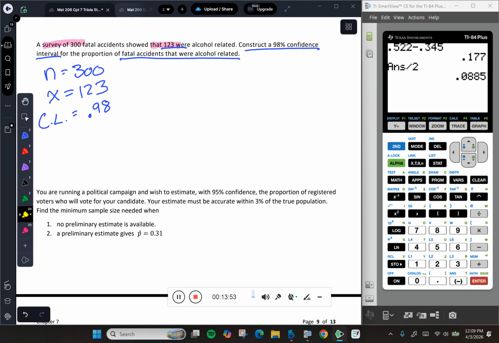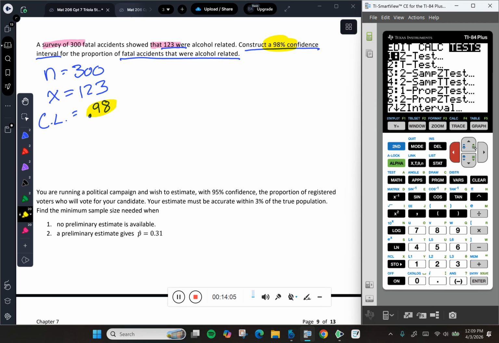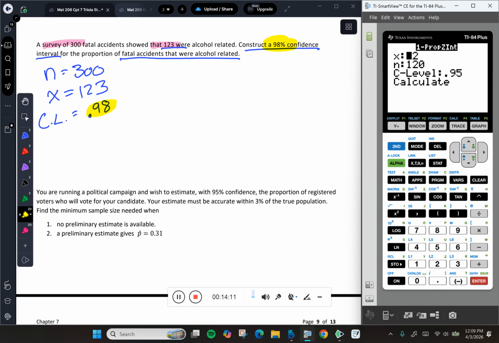This is a weird one, right? We don't see a lot of 98%ers. It's not one I have memorized, so I wouldn't even begin to try to use that formula. I'm just going to go straight to the calculator. So I'm going to go back to stat, over to tests. I'm going to find that one prop z interval. It needs an x, it needs an n, and it needs a confidence level.